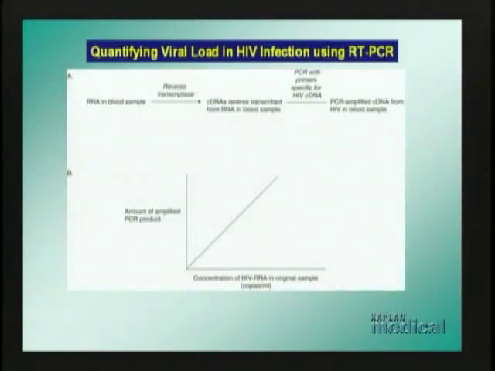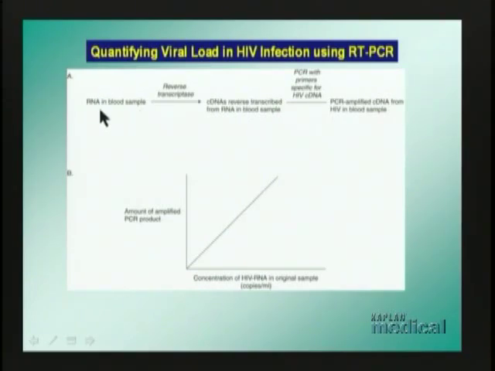Now, the last figure in Chapter 7 is the quantifying of viral load in HIV infections using something known as RT-PCR. RT stands for reverse transcriptase PCR. If someone has HIV, as you know, HIV is an RNA virus, so the RNA can be in the blood. And so what's done is to take somebody's blood, if you want to determine the viral load, how much virus is present.